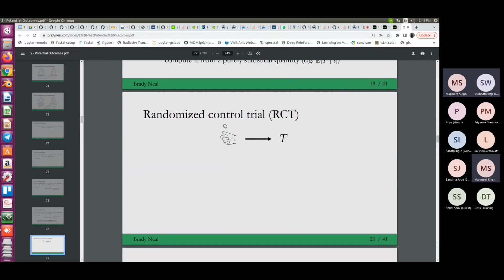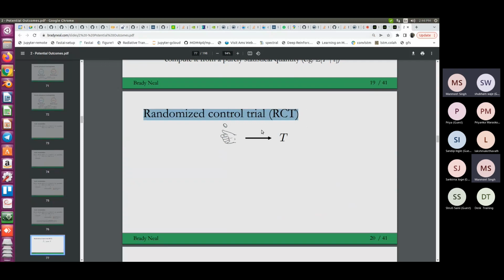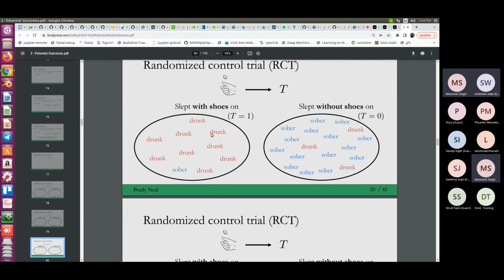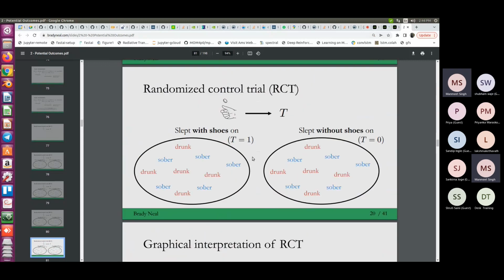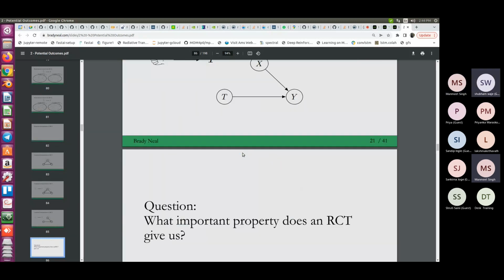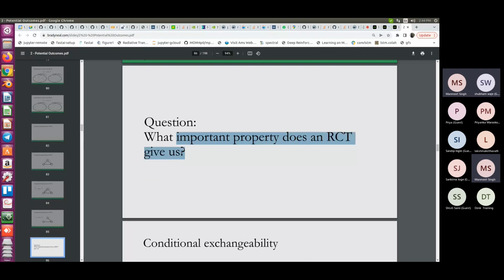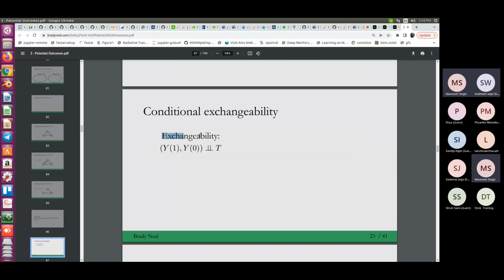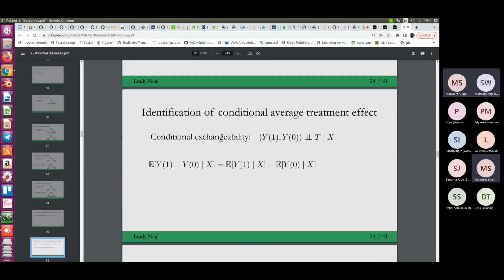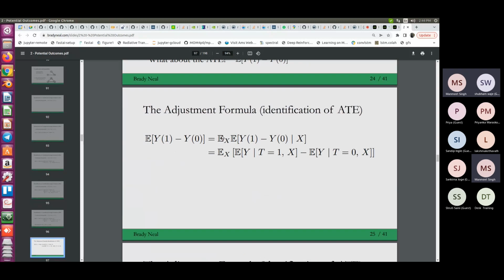And now we have the concept of randomized control trial, RCT. You randomize your samples and then give the treatment. You should have something like equal distribution of the different samples or the different individuals. So what important property does a randomized control trial give us? It gives us conditional exchangeability. So apart from exchangeability, this is all on exchangeability.